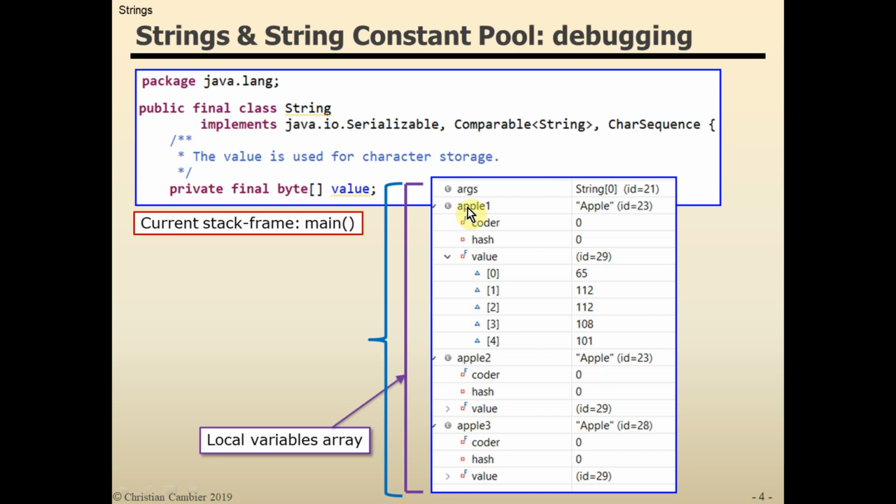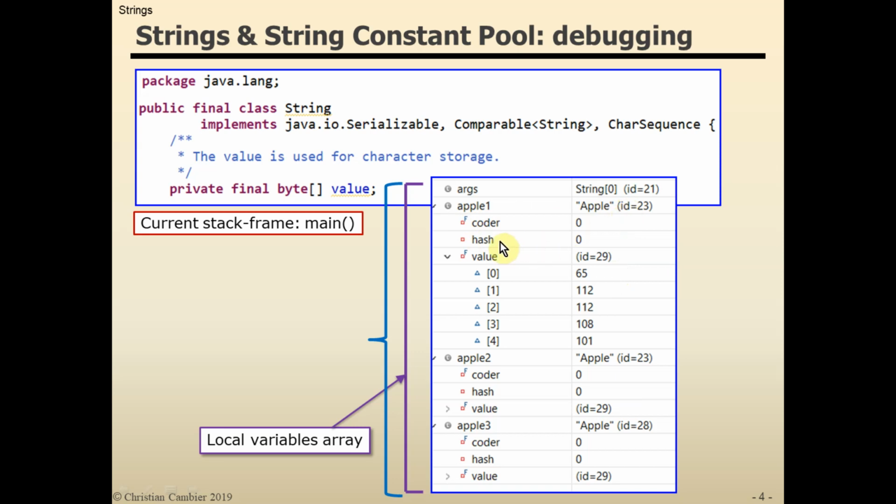Now, Eclipse doesn't show addresses for reference variables the way I do in my presentations. Instead, objects referred to are given a unique ID. Here, I expanded the stack frame just before the print statements. First, note the structure of apple1, which refers to a String object with ID 23.